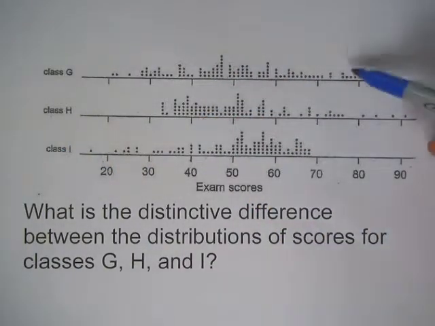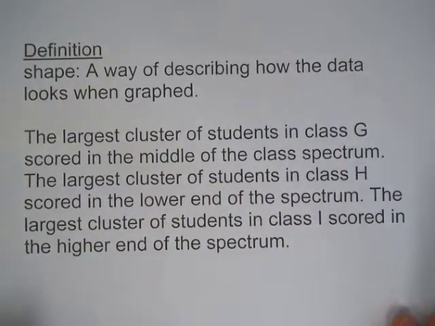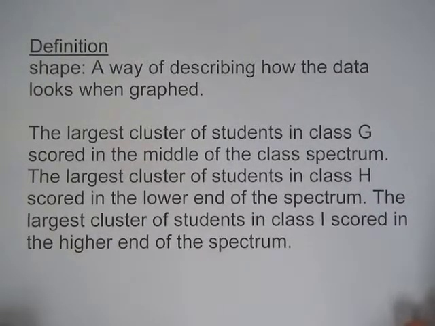So what I would say here is the shapes of these distributions are a lot different. Shape is a way of describing how the data looks when graphed. Generally you're going to need a graph, not just a table, to look at the shape. The largest cluster of students in class G scored in the middle of the spectrum. The largest cluster in class H scored in the lower end. And the largest cluster in class I scored in the higher end. Generally, if I had a student in one of those classes, I would probably want them in class I, because chances are they'd be in that cluster towards the larger values.